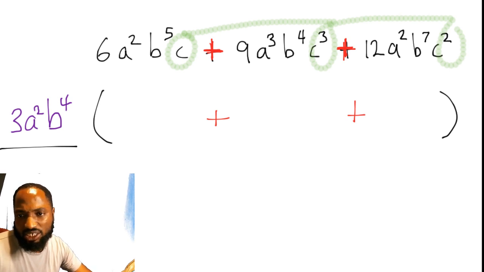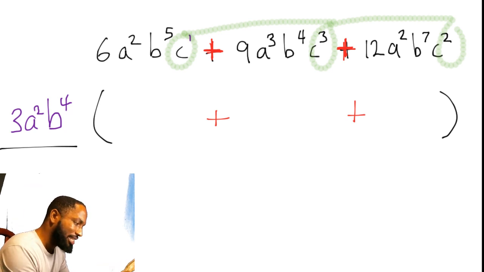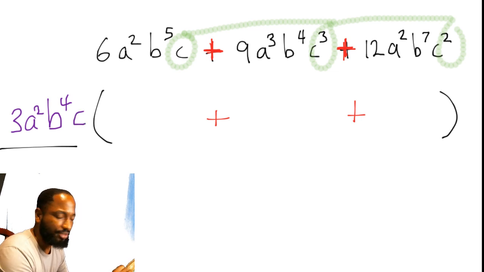Danny, I don't know how you get C squared to come out though. Because the highest power that could come out for the C is C to the power of 1. So we could only take out a C. So that's your error there, Danny.